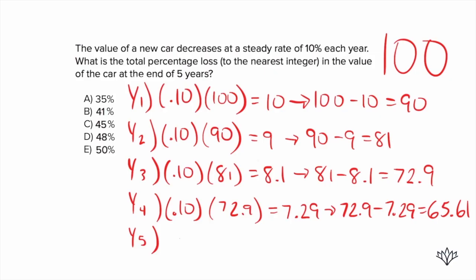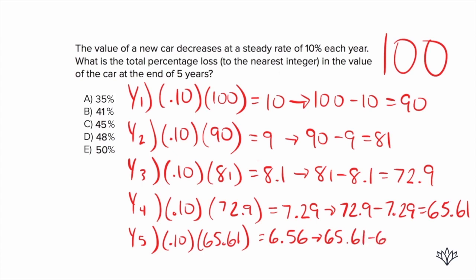Okay, so now we got to do it one more time because we're at 4 years. Remember, we're concerned with 5 years. Look at all our answer choices. None of them have any decimal places. So we're fine so long as we do what? Just go 2 decimal places, right? Okay, so now we do 10% of 65.61. And so what are we going to get here? So 0.10 times 65.61 is going to give us 6.56. So now what are we going to do? We're going to subtract. We get 59.05. So at the end of 5 years, we got to 59.05.